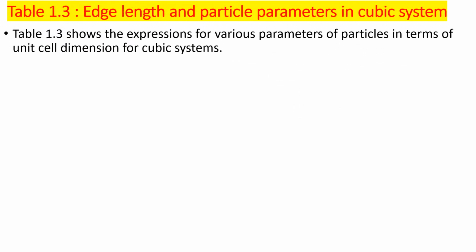Next is edge length and particle parameters in cubic systems. Simple, what is the table? Table 1.3 is there. This table shows the expressions for various parameters of particles in terms of the unit cell dimension for cubic systems. Simply you have to observe the table.